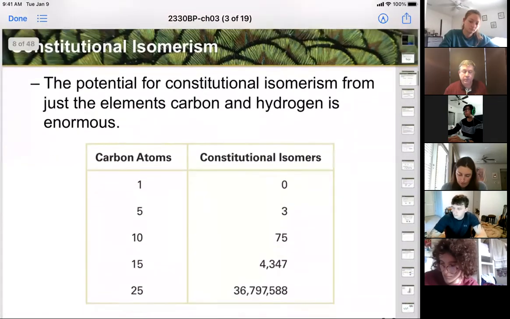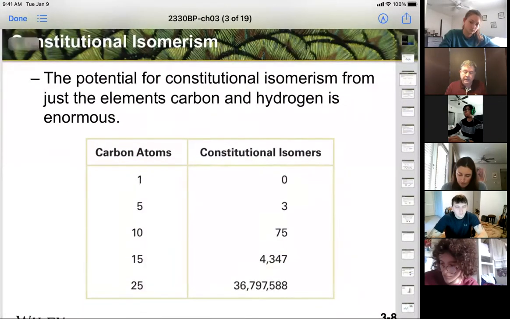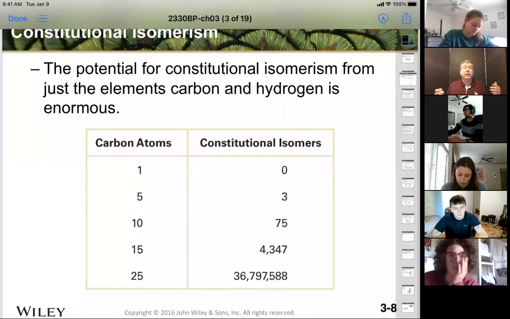Okay. So why is this important? Well, because that gives you your variety. Okay, if you only have 1 carbon, there's no constitutional isomer. You just have methane right here. By the time you get to 5 carbons, you can have 3 constitutional isomers. By the time you get to 10 carbons, that's 75 different compounds available to you. 15 carbons, 4,000. And by the time you get to 25 carbons, that's over 36 million different combinations you can do. I would hate to have been the student that had to go and figure out the 36 million different derivatives of this. That might have been very, very painful.